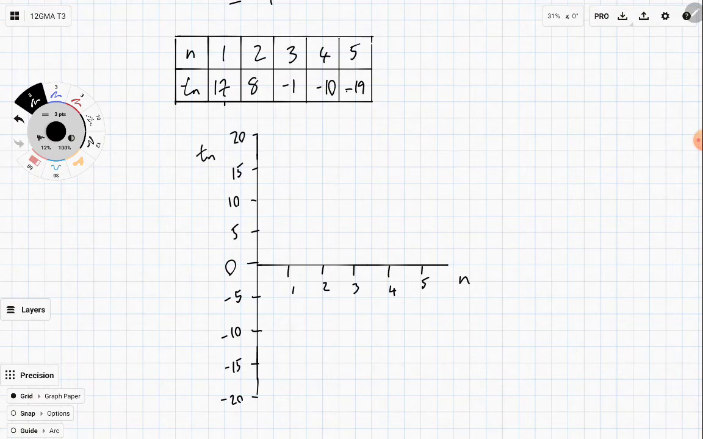So now I can just plot all my points. So we've got 1, 17, 2, 8, 3, negative 1, 4, negative 10, and 5, negative 19. And you'll know you've done it right if your points are nicely fitting on a straight line. And you can see it's pretty accurate. Not perfect, but pretty good. And that is how we draw graphs with arithmetic sequences.